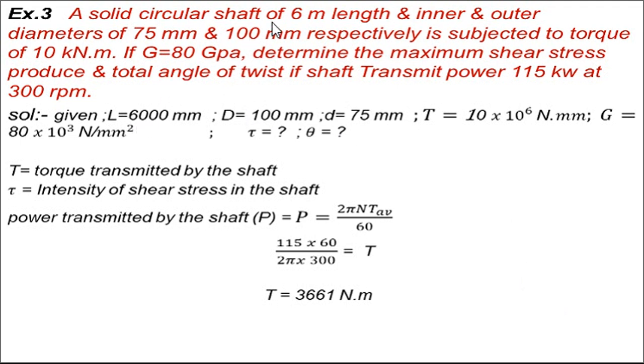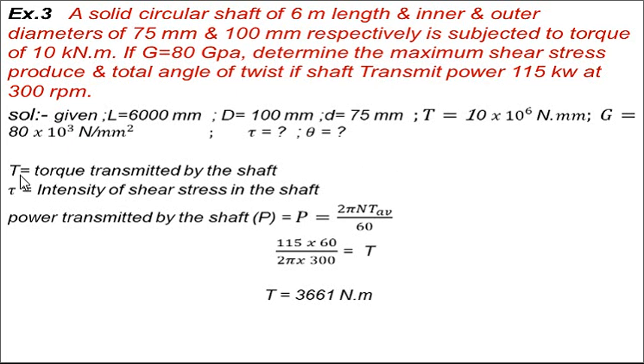Length of the shaft is given as 6 meter, that is 6000 mm by multiplying by 1000. Capital T is the torque applied, which is 10 kilonewton meter, but it is converted into Newton mm by multiplying by 10 raised to 6: first convert kilonewton to Newton and then meter to mm. G, the shear modulus or modulus of rigidity, is given as 80 into 10 raised to 3 Newton per mm square. These are the given values in the problem.